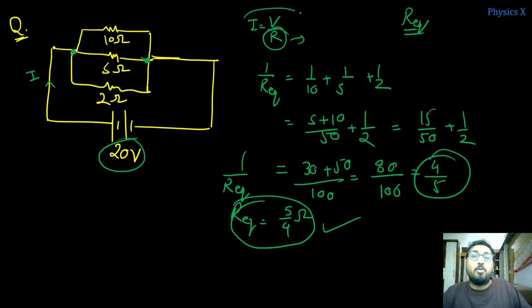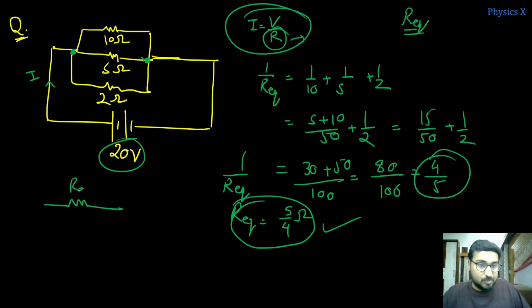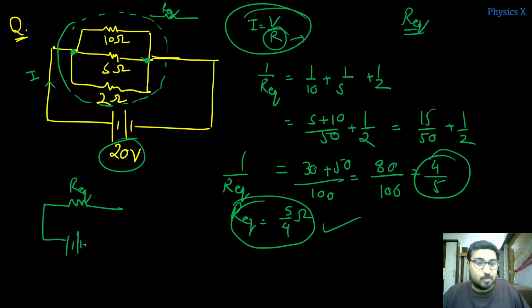And now I can use this particular formula to find the current, because now what happened? This circuit has now reduced into this form. This combination is now reduced to this R equivalent. This whole combination is now replaced by a single R equivalent resistance. So I am replacing this by this. This is 20 volts and this is going to be I.